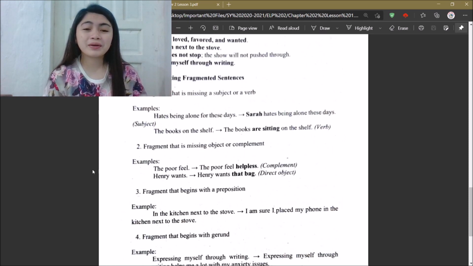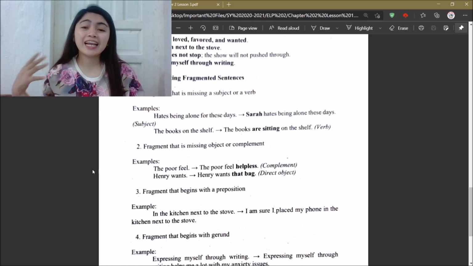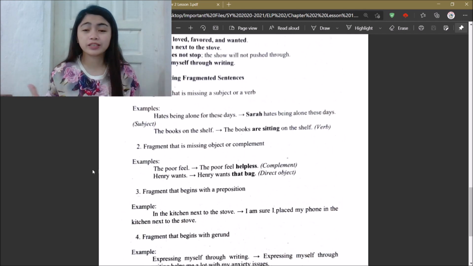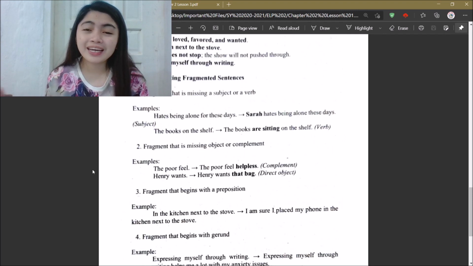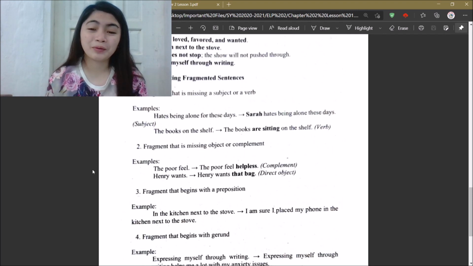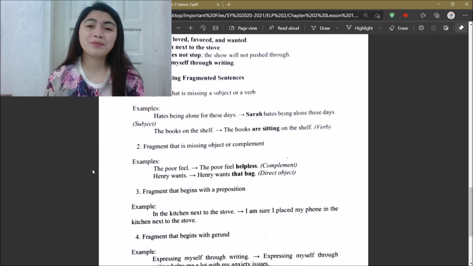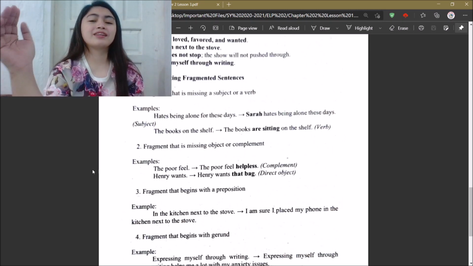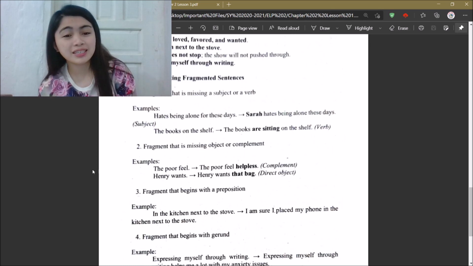So, pag nakakita ka na ng ganyan sentence, hanapin mo na kaagad yung subject of the sentence. So, for the first one, he hates being alone for these days. Maglagay ka na ng subject of the sentence. So, pwedeng pangalan ng tao, pwedeng pronoun. Okay, so for this case, ang nilagay niya, Sarah. Sarah hates being alone these days.